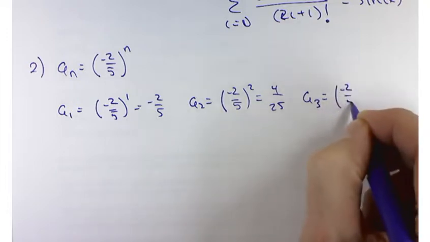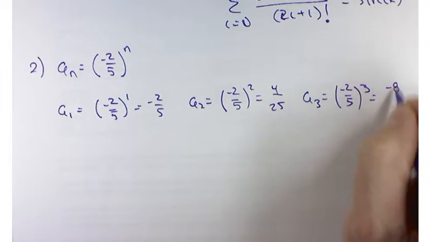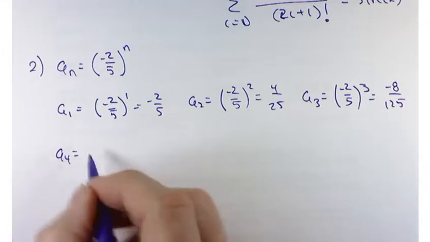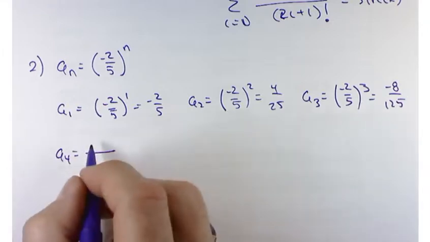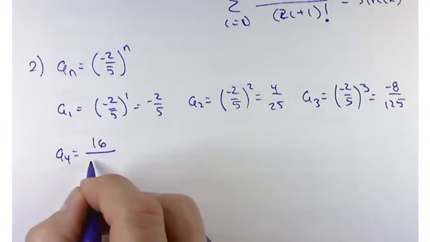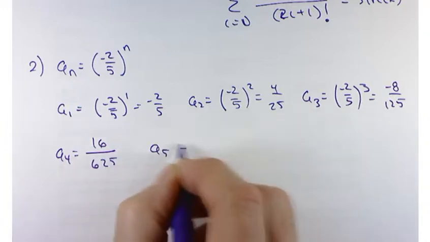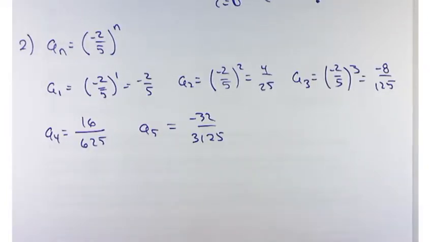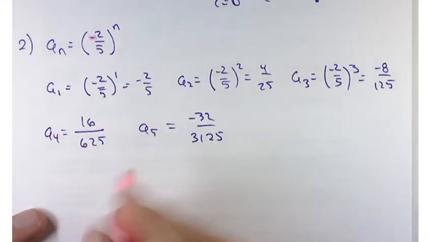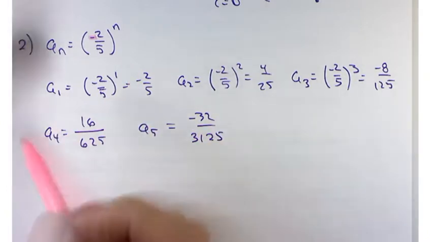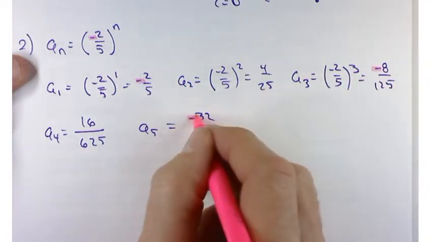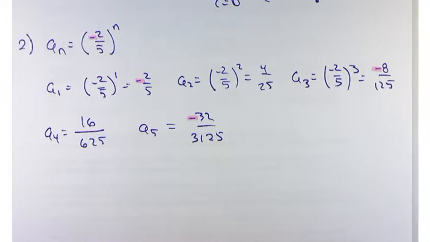A sub 3 would be negative 2 fifths cubed, which would be negative 8 over 125. And just 2 more. A sub 4, the 4th term in this sequence, would be 16 over 625. And the last one would be negative 32 over 3,125. One consequence of this being a negative number is that when you raise it to odd powers, you're going to get a negative answer here, and here, and here. So something to keep an eye out for future reference.